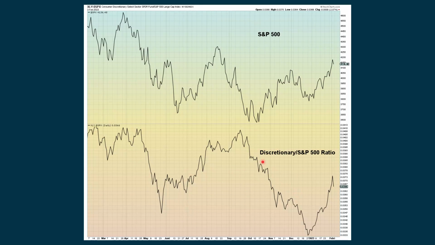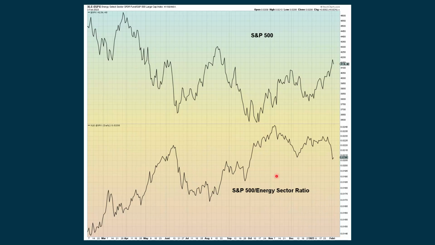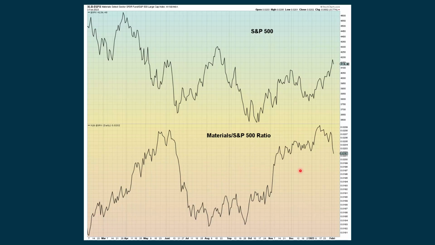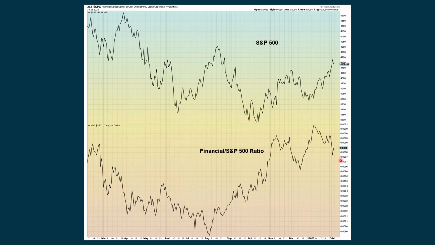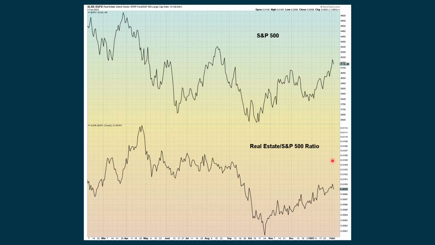Here's another look showing discretionary against the S&P 500. Again, we've been seeing some recent strength. The energy sector, which had been doing really well, is now starting to see some weakness when compared to the rest of the S&P 500. Materials, also doing fairly well, but saw some weakness as of late. The financials also were in an overall uptrend, but showing recent weakness.